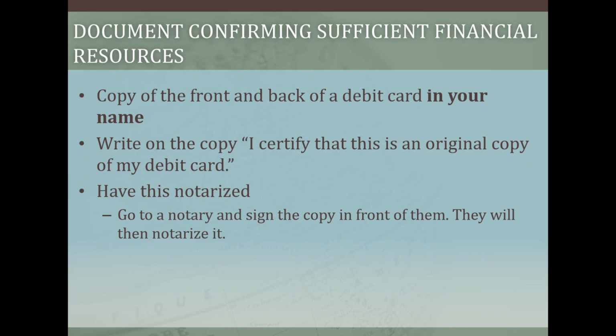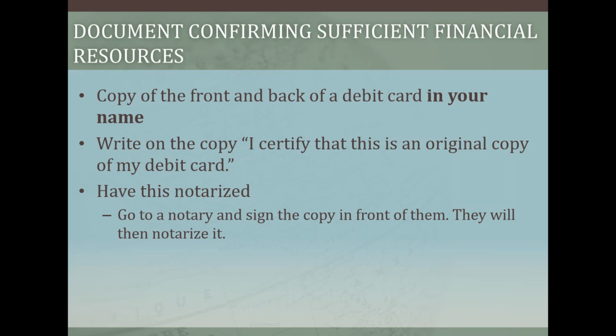The next document is your document confirming sufficient financial resources. So this is a copy of the front and back of a debit card, and that card has to be in your name, and the copy has to be notarized. So this is one of the weirder requirements for the Czech visa because a lot of US notaries don't really understand the concept of notarizing a photocopy because it's really something different than what notarization is in the US. They're used to notarizing signatures.